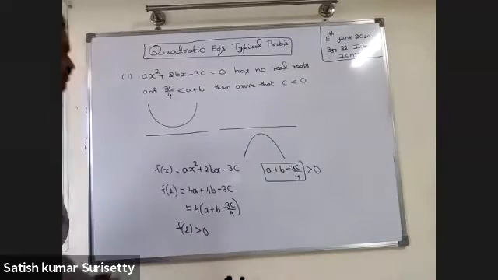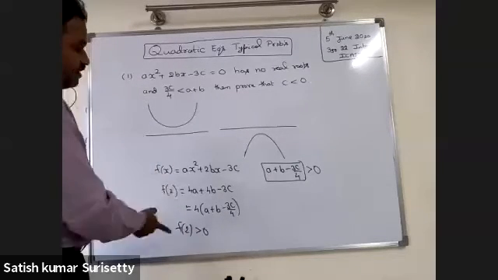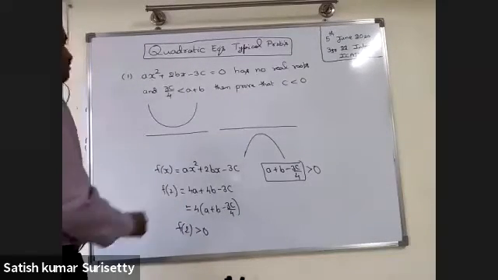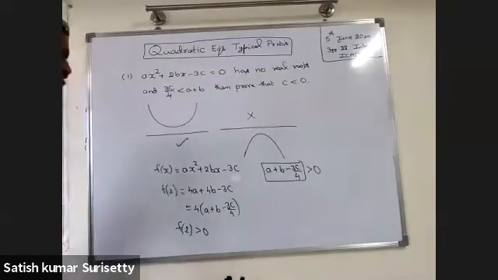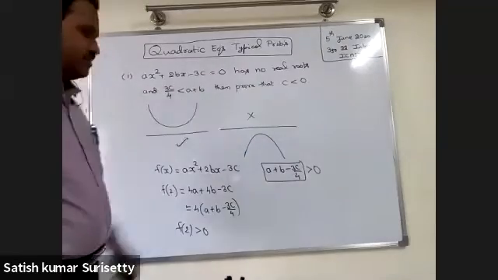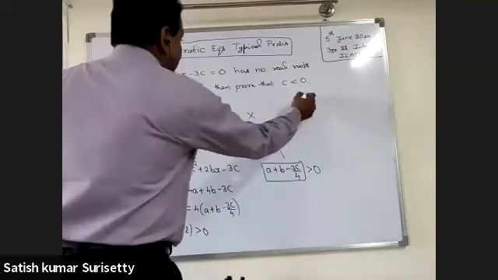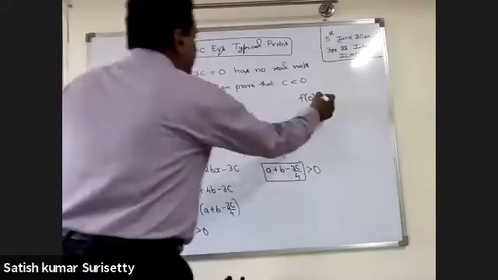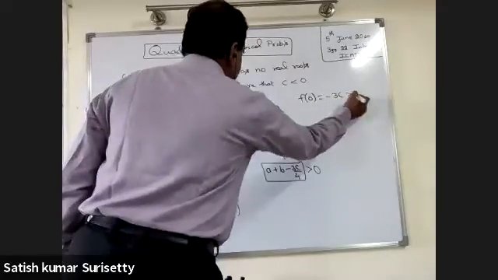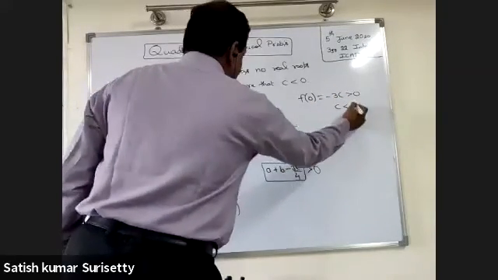When f of 2 is greater than 0, for one value if it is greater than 0, the graph has to be completely above. That means this is not possible. Now we need to check for the value of c. What should I calculate? f of 0. f of 0 equal to minus 3c, which is also greater than 0. Hence, c must be less than 0.